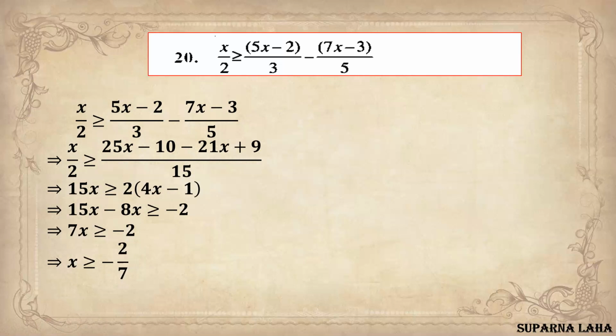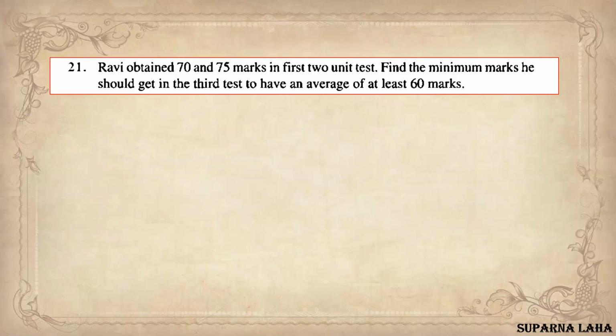So, moving to the next question. Ravi obtained 70 and 75 marks in the first 2 unit tests. Find the minimum marks he should get in the third test to have an average of at least 60 marks. Now understand the language: you need to find the minimum marks in the third unit test in such a way that the average is at least 60 marks. Maybe it will be greater than that, but at least it will be 60 marks.